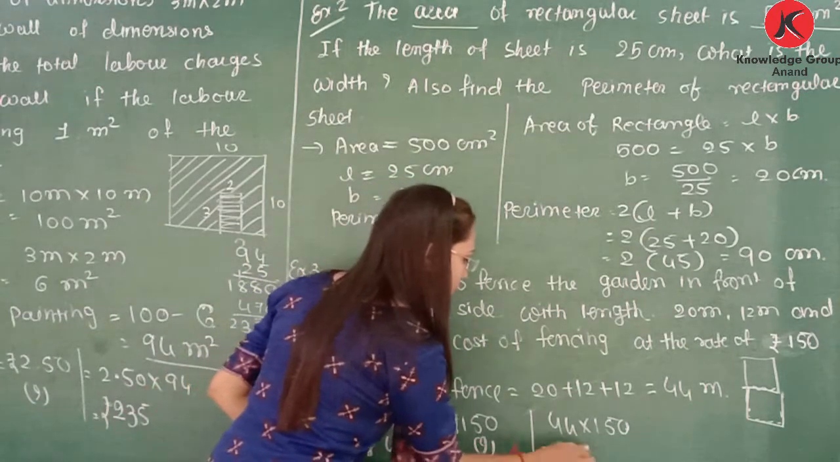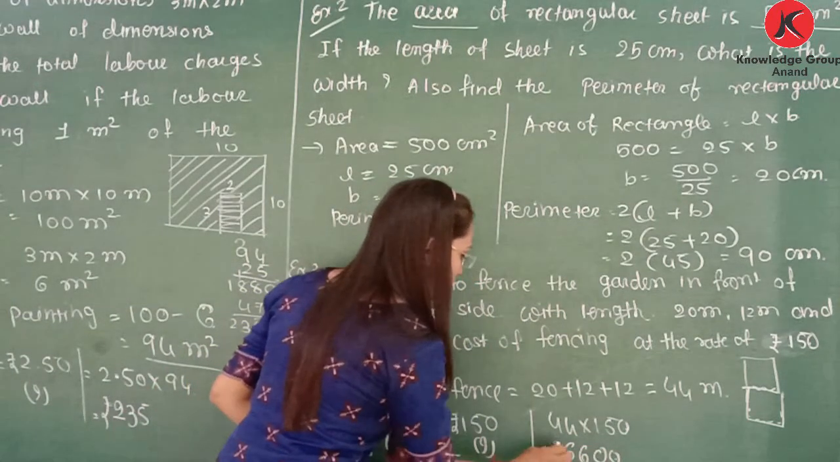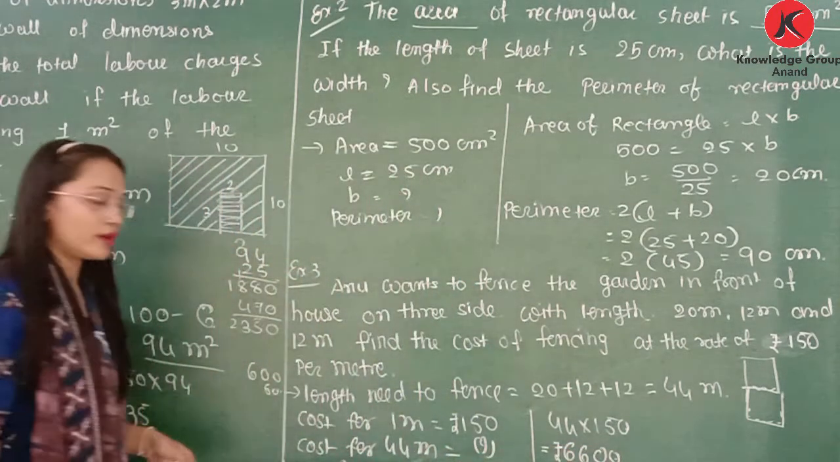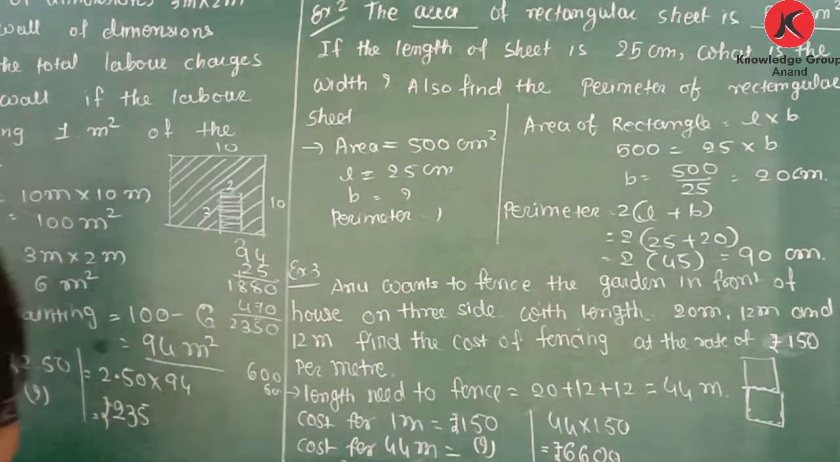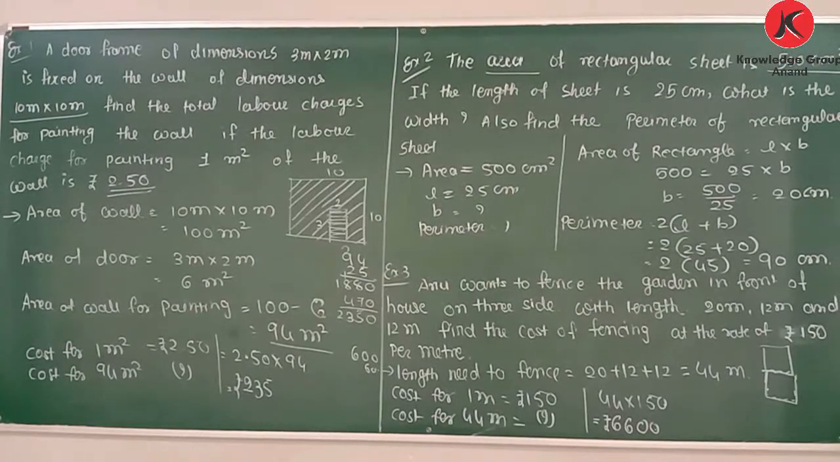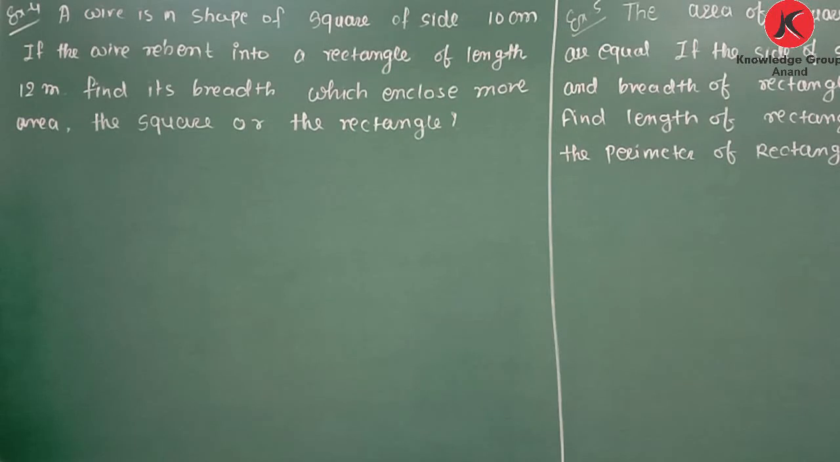So it is 6,600 rupees when we multiply it with 150. Now example 4 of your textbook: a wire is in the shape of a square of side 10 centimeter. If the wire is bent into a rectangle of length 12 centimeter, find its breadth. Which encloses more area, the square or the rectangle?